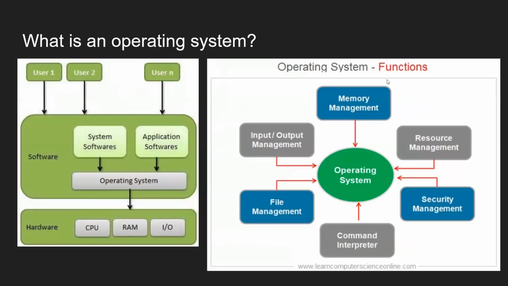Okay. What is an operating system? An operating system is basically a program that manages all your other programs and acts as an interaction layer between your software and hardware. I have a picture on the right where your operating system will manage your memory and allocate it to different programs that need it.